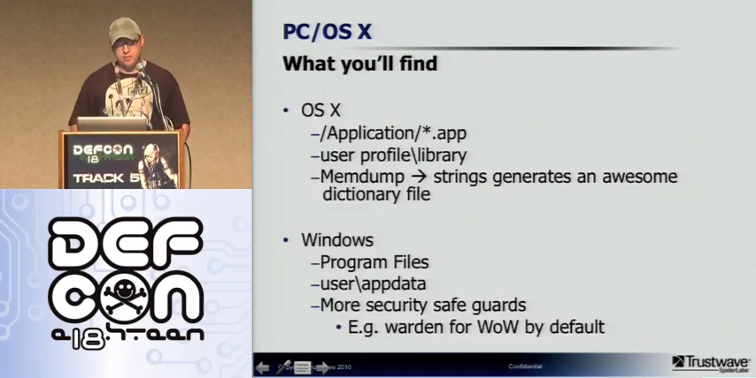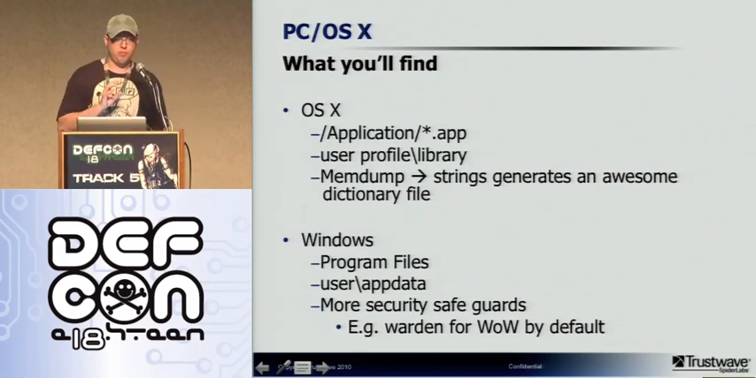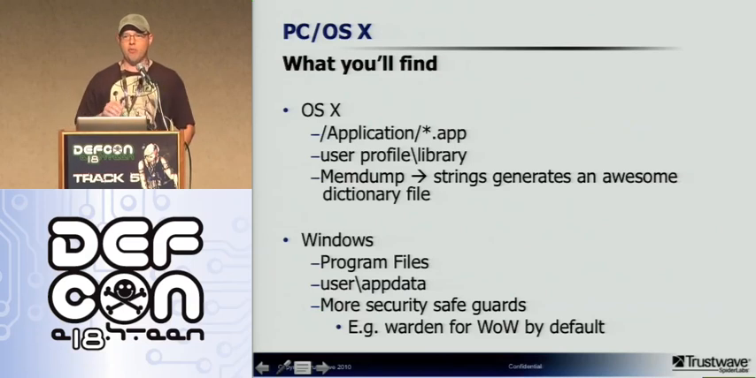Where you're going to find the stuff: on OS X, Application, asterisk.app, user profile, and this is true for any system. Do a memory dump against it and run strings against it, and that is a really awesome dictionary file, just a tip. On Windows, Program Files, user app data, and there are a bit more security safeguards, I guess.